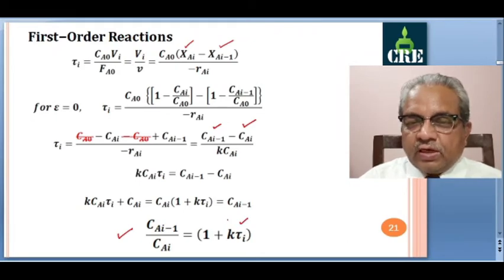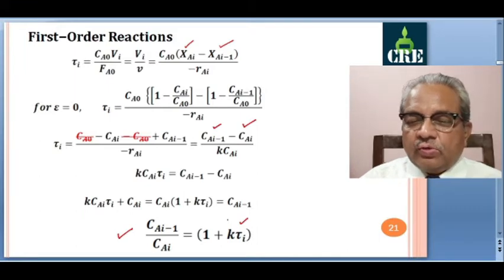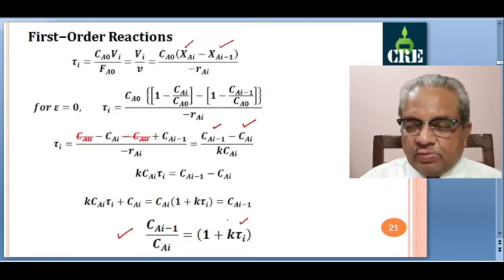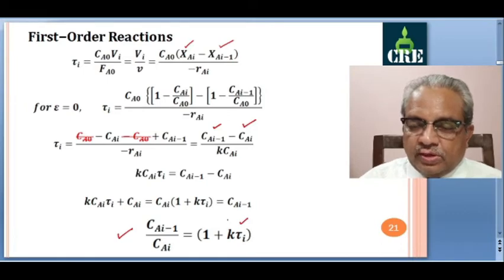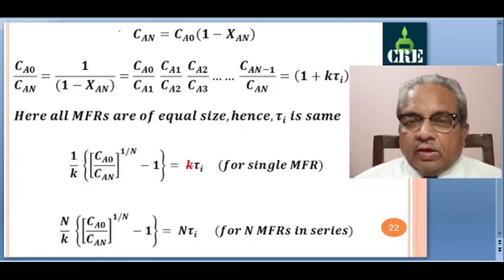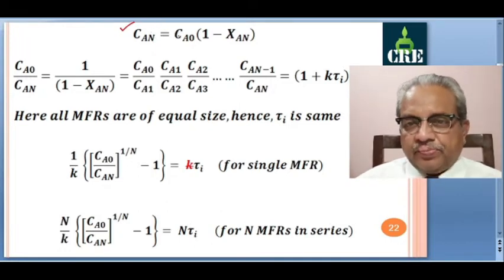When the sizes are equal, then tau will also be equal. Tau 1 is equal to tau 2, equal to tau i, equal to tau n, as long as the volumes are the same. If the volumes are different, then you have to account for different values of tau. Nth reactor, Ca, the concentration of A leaving the nth reactor or within the reactor, is the same.